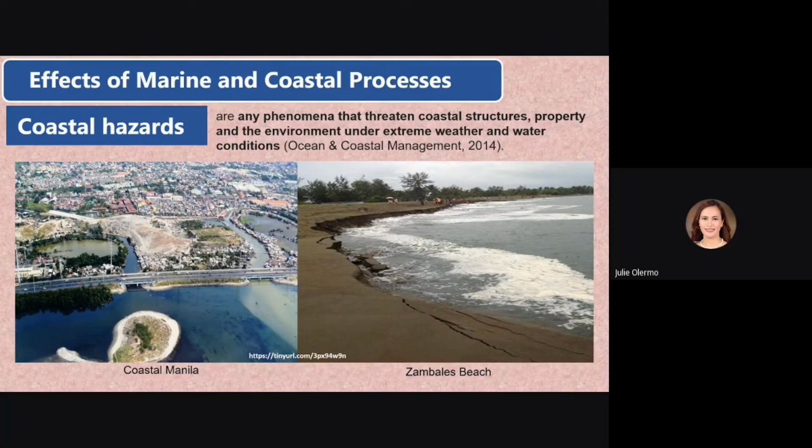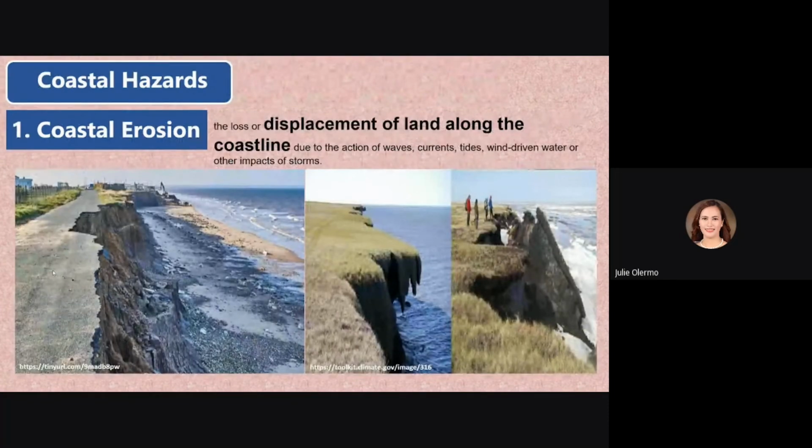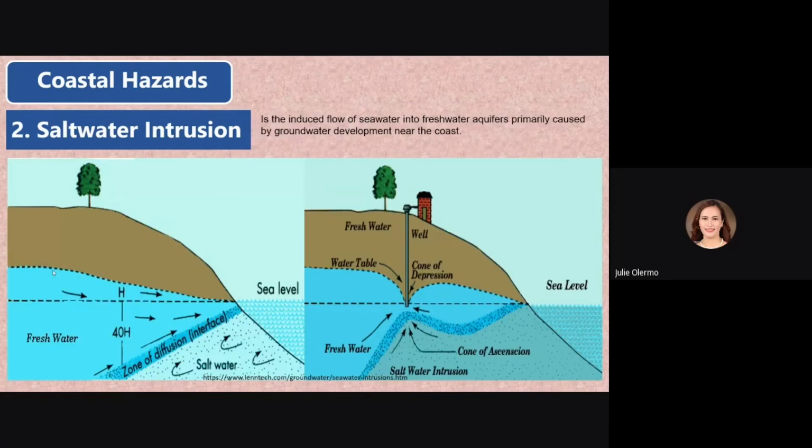coastline include coastal erosion. It is the loss or displacement of land along the shoreline due to the action of waves, currents, tides, wind-driven water, or other impacts of storm. These are the effects of coastal erosion.